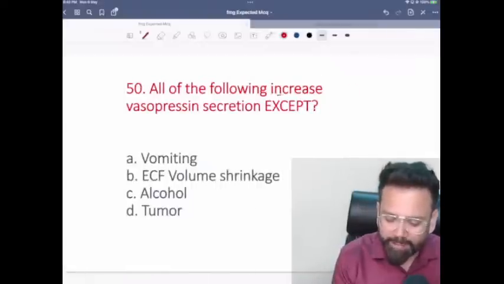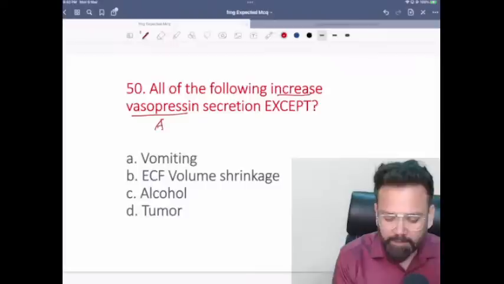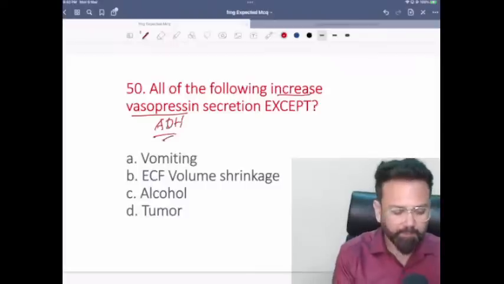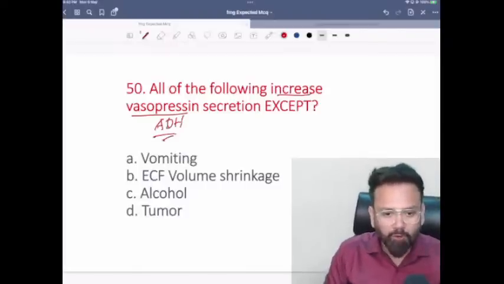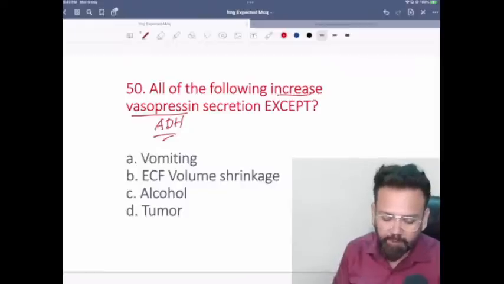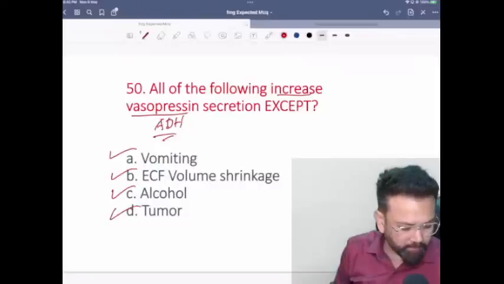All of the following increase vasopressin secretion except. All of the following increase ADH secretion: vomiting, ECF volume shrinkage, alcohol or tumor.